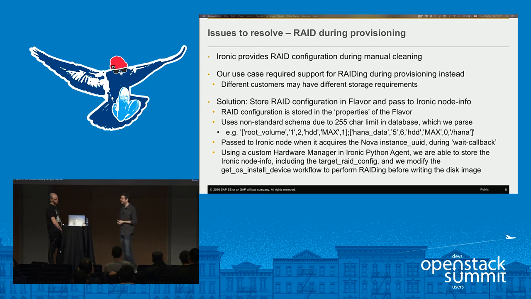So the first one that we had is that we need to do RAID right as we're provisioning. So Ironic actually does provide RAID configuration automatically, but it's done during the cleaning phase. And for us, this wasn't a workable solution because we need to provision the node for any customer, and different customers will have different RAID configurations in mind. So our solution to this was to actually store the RAID configuration that we require in the flavor, have specific flavors for specific stacks or different customers, and we pass this information to Ironic at the point of provisioning.